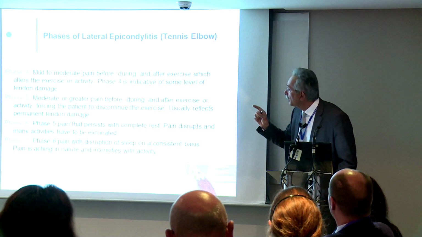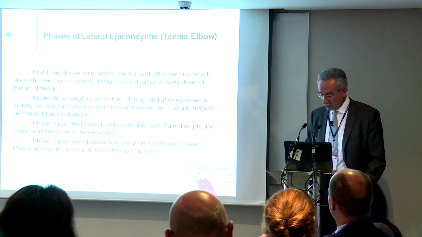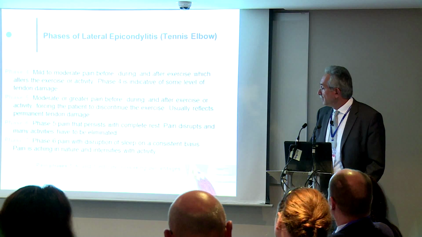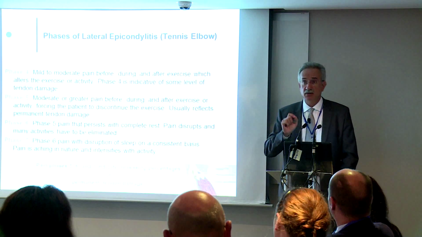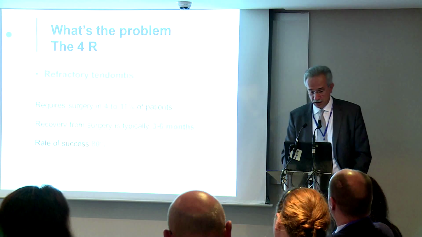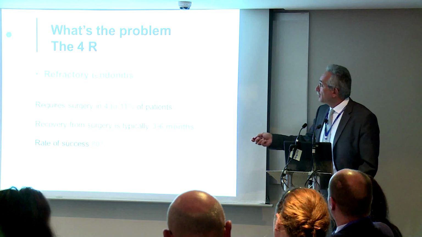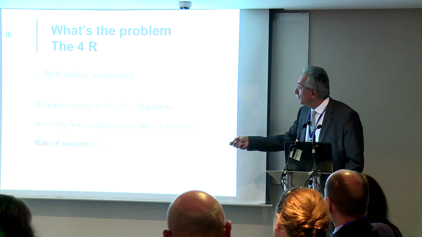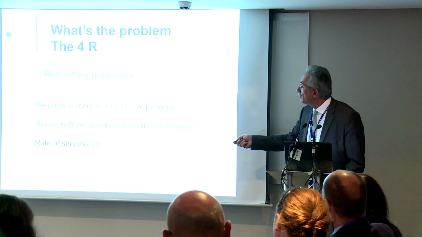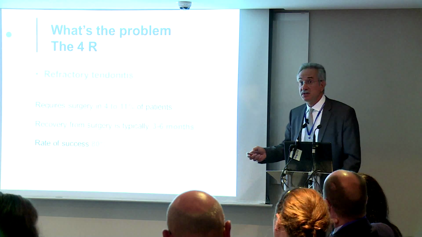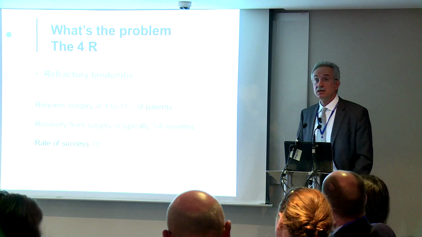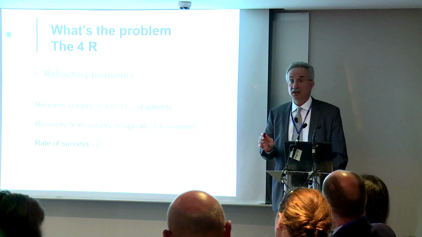Now, if you go beyond phase 4, then phases 5, 6, and 7 have increasing percentages of permanent tendon damage. And what's the problem? Then you have a refractory tendonitis, which requires surgery in almost 10% of the patients. The recovery from the surgery takes a long time, and the rate of success is 80%, not that much.